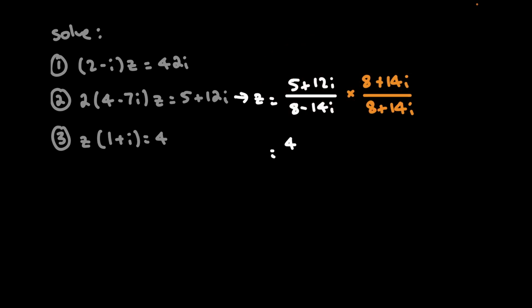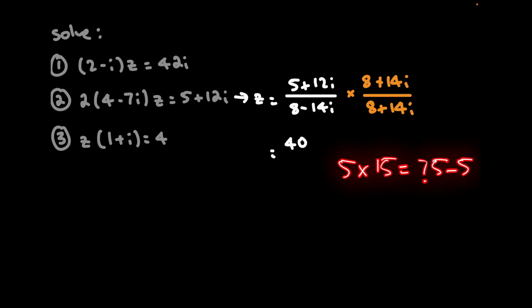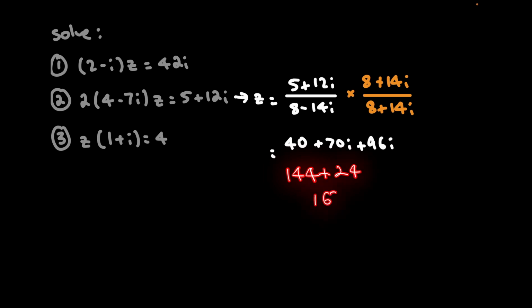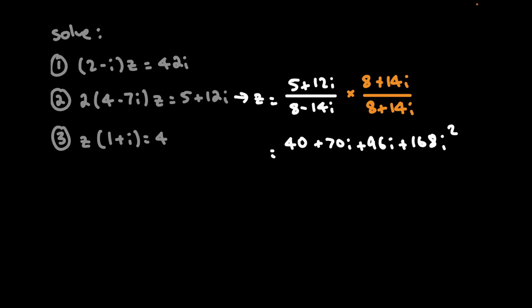then what we get is 5 times 8 is 40, 5 times 14i. It's a little bit tricky, but you can say that 5 times 15 is just 75. So then minus 5 is the same as 70. So 40 plus 70i plus 96i. And then 12 times 14 is really just 144 plus 24. So that's the same as 168. So plus 168i squared. All over, we can do the difference of 2 squares.